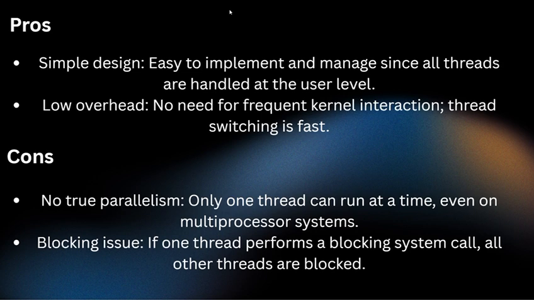The cons: even if the system has multiple CPUs, only one thread runs at a time. If one thread performs a blocking system call, all the other threads are paused. The scheduler cannot interrupt a misbehaving thread since scheduling is done in the user space.